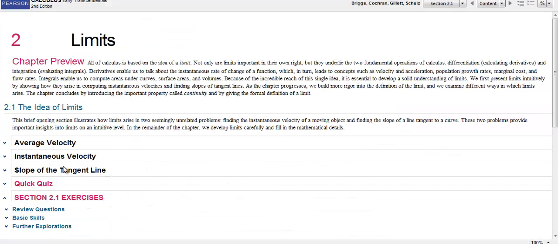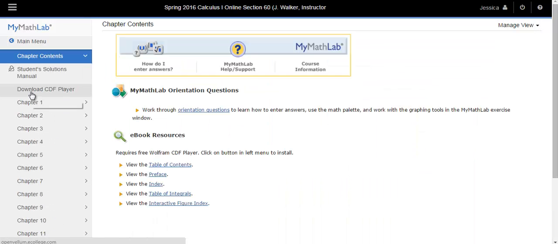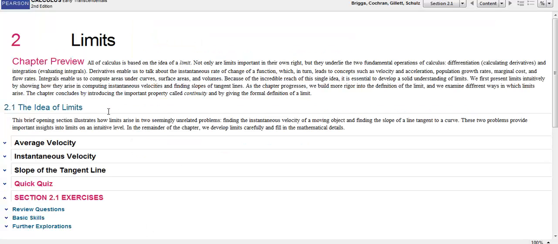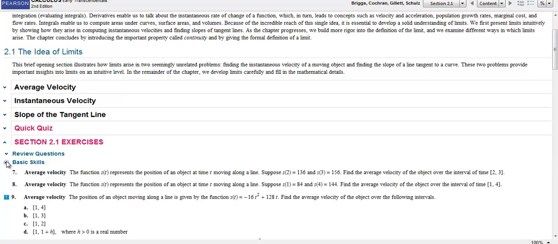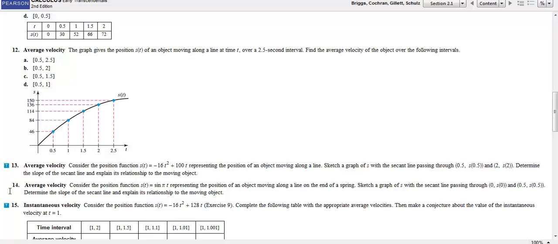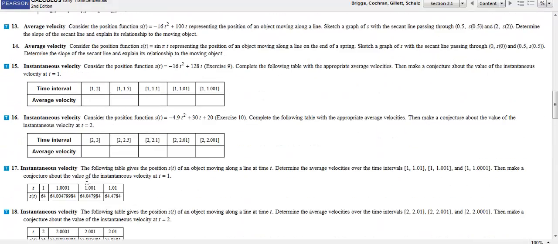So I went to your online chapter contents. It requires that you download a CDF player, which is just some sort of player. But I get it from there, and then I come in. If you have a hard copy of your book, this is what it looks like too. I'm just picking some of the questions from here that correlate to your homework. So that's where I'm pulling these questions from.